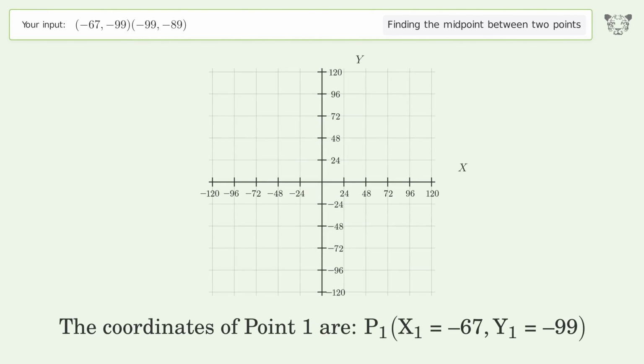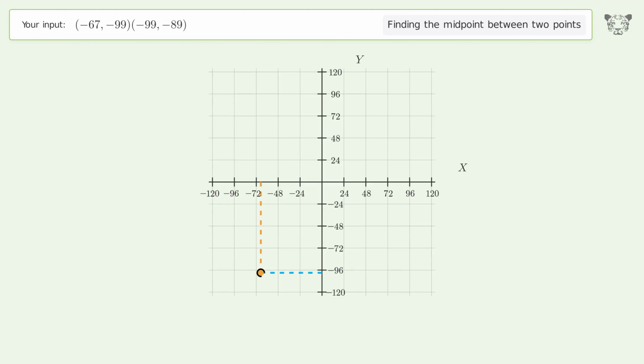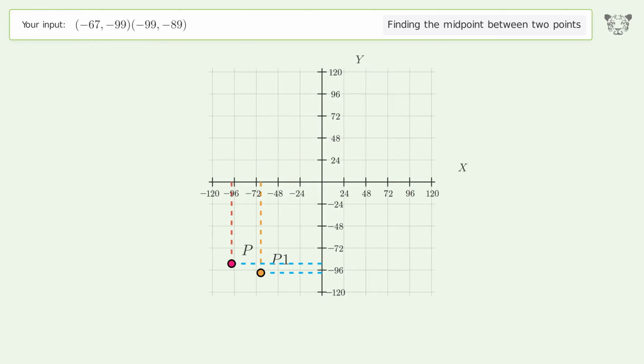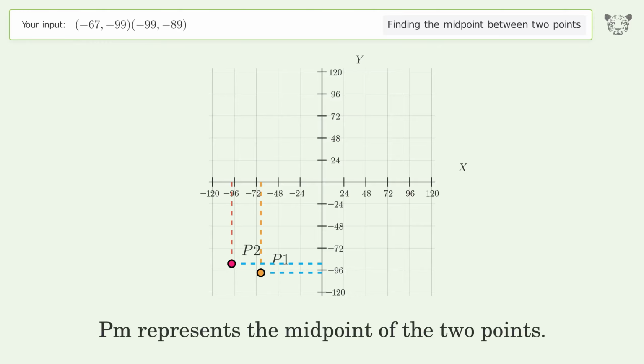The coordinates of point 1 are, x1 equals -67, y1 equals -99. The coordinates of point 2 are, x2 equals -99, y2 equals -89. PM represents the midpoint of the 2 points.